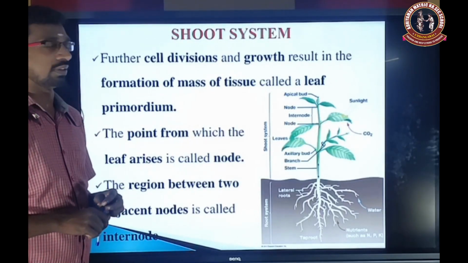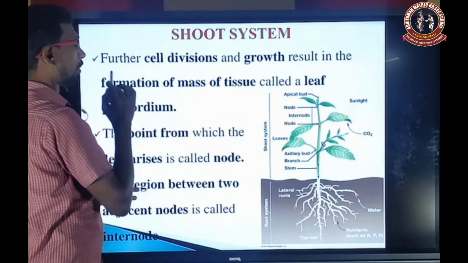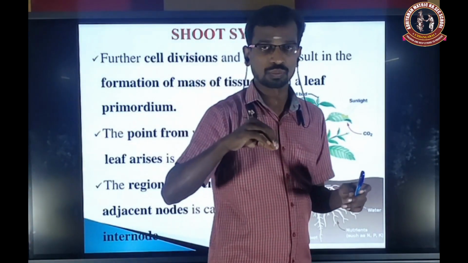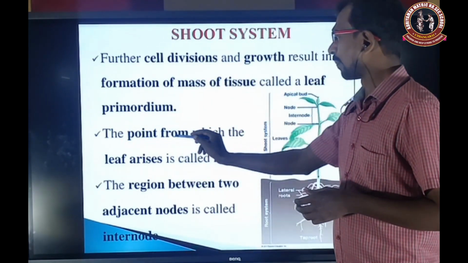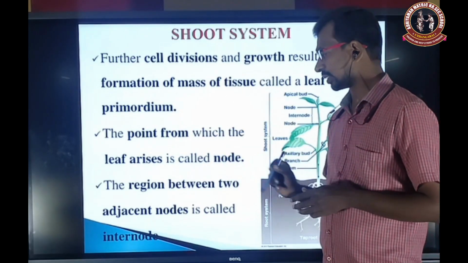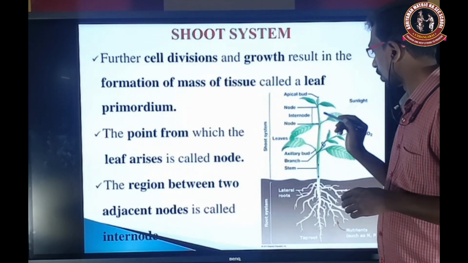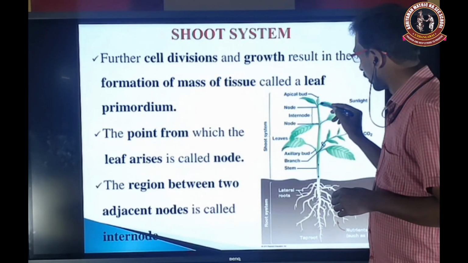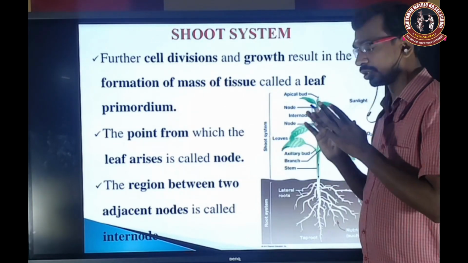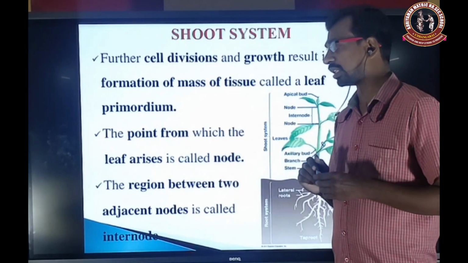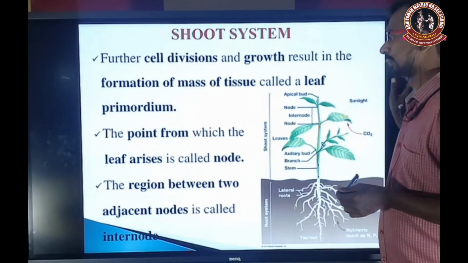The further cell division and growth result in the formation of a mass of tissue called the leaf primordium. Later this leaf primordium will elongate to form the new leaf. The point from which the leaf arises is called the node. In between two successive nodes, the region is called the internode.